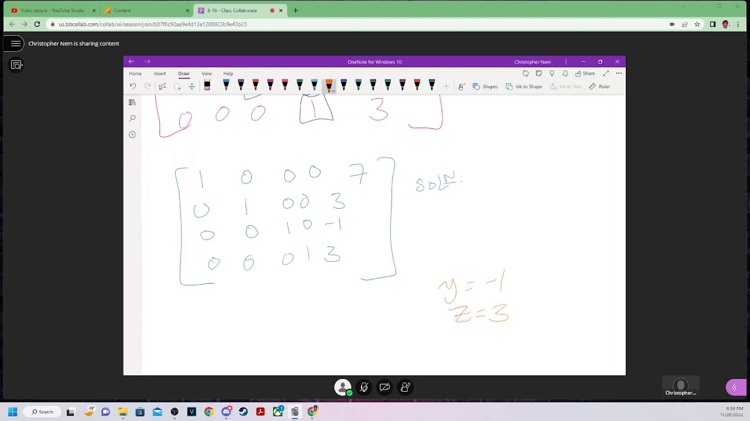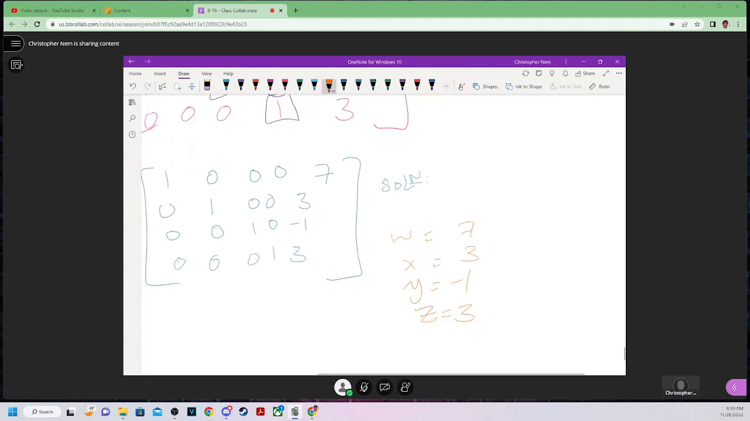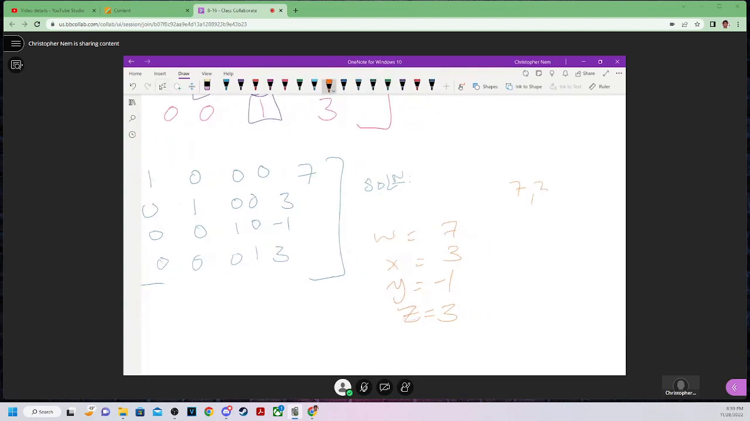It says X is equal to 3. It says W is equal to 7. It's that easy. So we get 7, 3, negative 1, 3. This is our solution. This is your ordered, there's 4 terms. I guess you call it ordered quartet. Instead of an ordered triple or ordered pair, we call it ordered quartet, I believe. I might be wrong. But that is our solution set. It's just a singular point in the 4-dimensional plane.